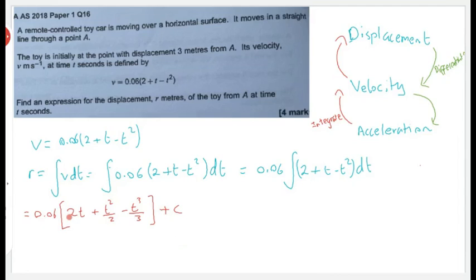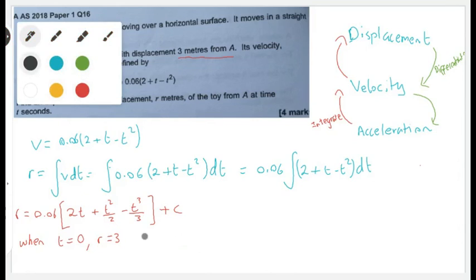So the constant could be inside the bracket or outside the bracket. It doesn't actually matter because it ends up being the same expression at the end. So we've got this, and that's what r is equal to. But to work out the plus c, we know that initially the toy has a displacement of 3 meters from A. So initially means when t equals 0. And displacement being 3 meters means that r is equal to 3.